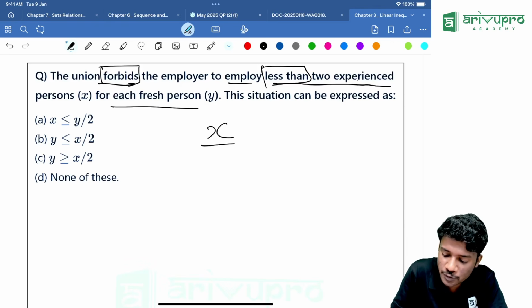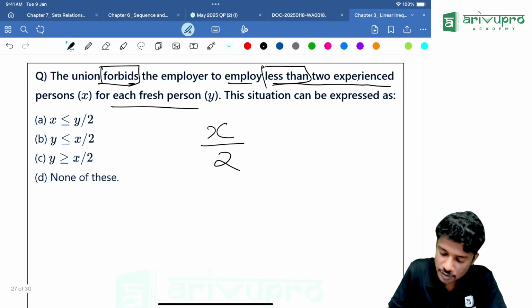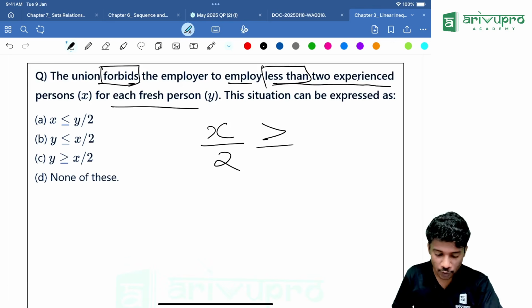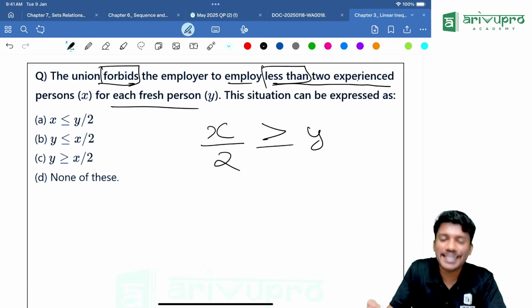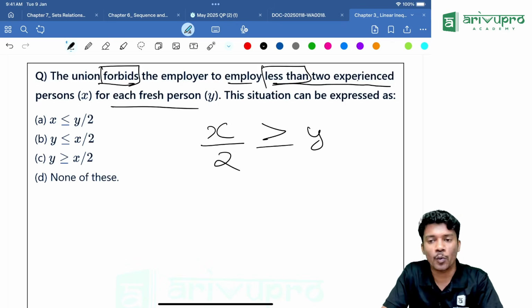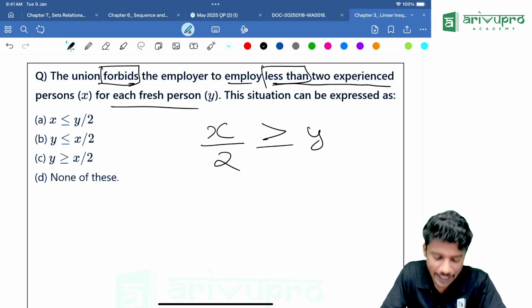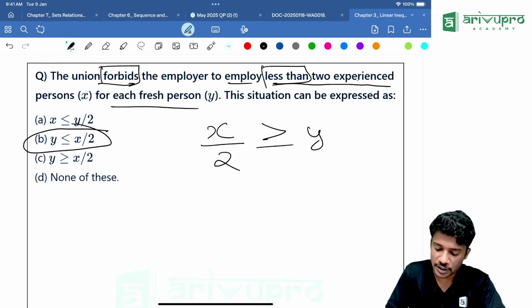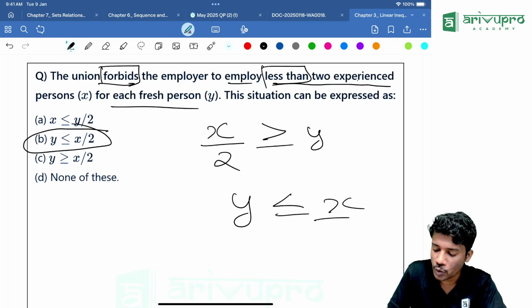That means x by 2. Then less than will become what? Greater than or equal to what? For each fresh person, that is y. That means x by 2 greater than or equal to y. Answer is what? Option B is our answer. That means y is less than or equal to x by 2.